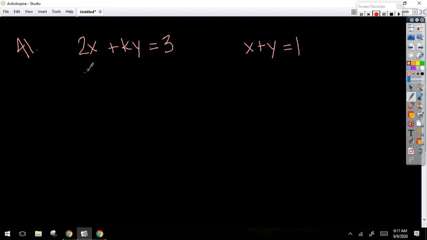How do I make sure they're parallel? What should I do? Set them equal to the same slope. -2 over k should equal -1. What does k equal? What do I need to divide -2 by to get -1? 2. Yes, 2. That's for parallel.